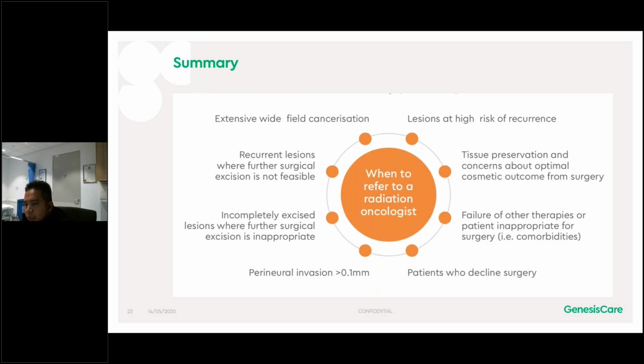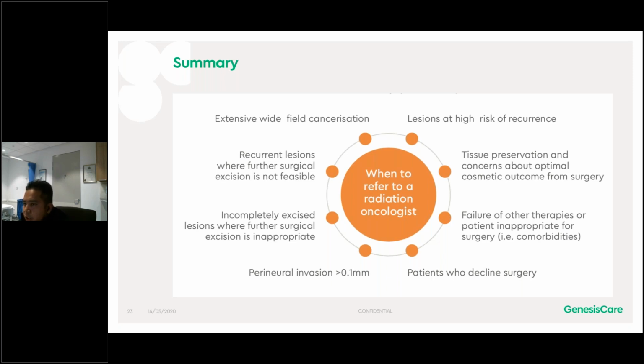In summary, just to recap before we get to the next part of the talk today, which is probably more about the questions: when do you refer a patient to us? These are probably a good summary of all those indications. First of all, we're very proud to be able to offer this extensive wide field cancerization treatment, either on the scalp, the limbs, the torso, the trunk, even the face. Like my gentleman there, that's actually not suitable for Mohs. That would be a good example. Lesions at high risk of recurrence might be on the lips, might be on the ear, or have high risk features that I've already outlined before.